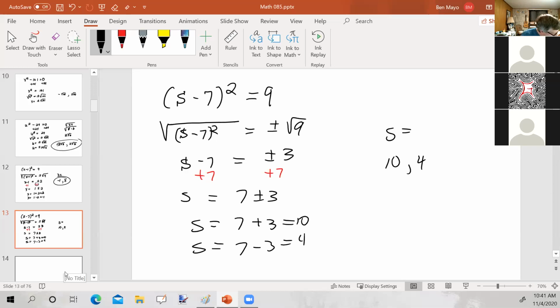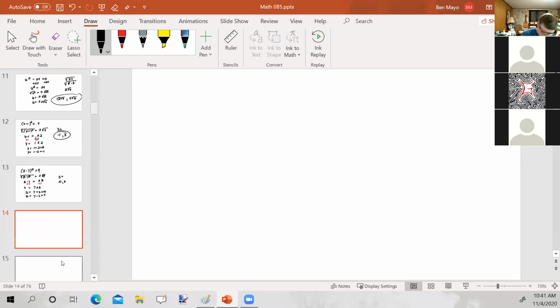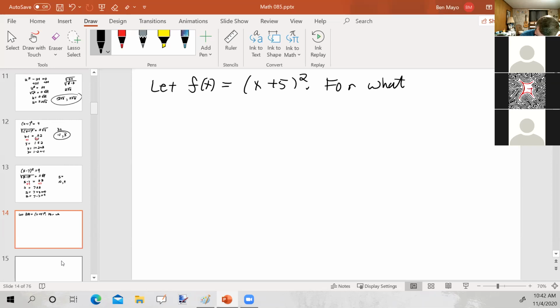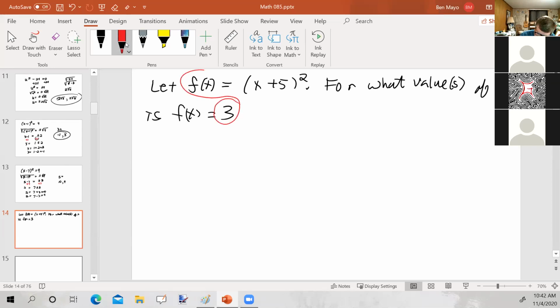Okay, let's see here. This one says, let f of x equal the quantity x plus 5 squared. Then it says, for what value or values of x is f of x equal to 3? So again, we're going to make a substitution. We're going to put this in the place of that.